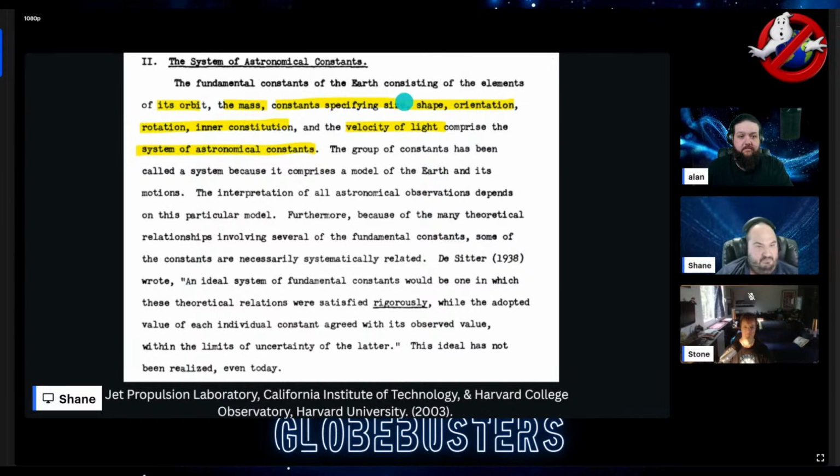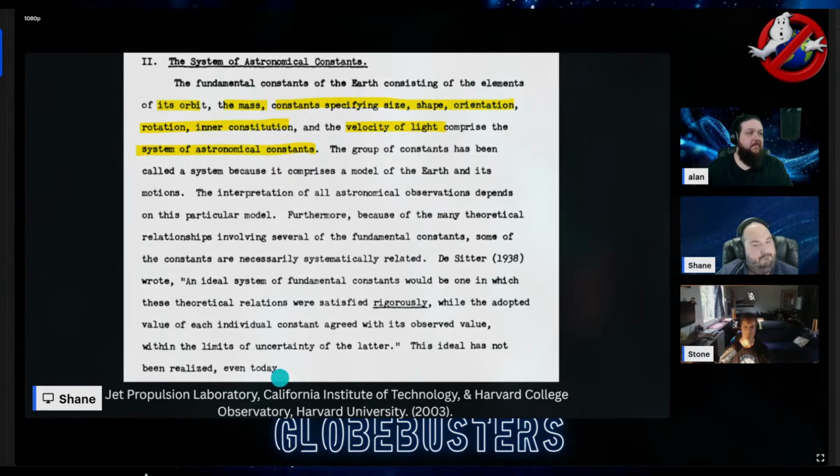So what he's saying is, boy, I wish these series of interconnected ratios were independently constant, and they're not. They have never been, and they're not even today. That's another important quote from this person at the JPL over at NASA about the fundamental constants, including the distance, shape, and size of Earth.